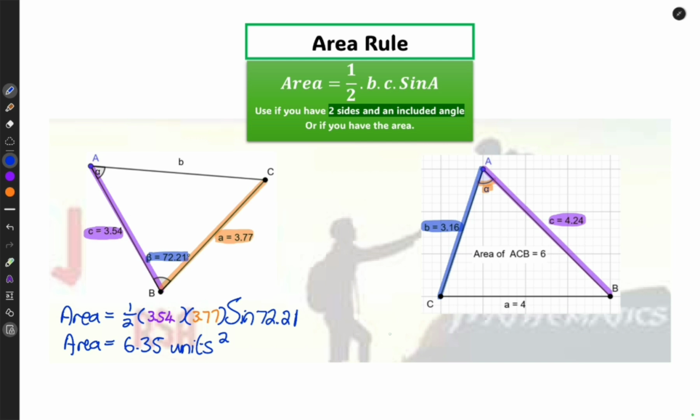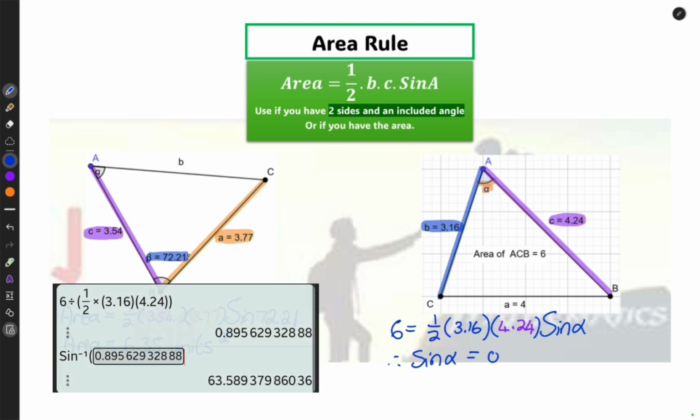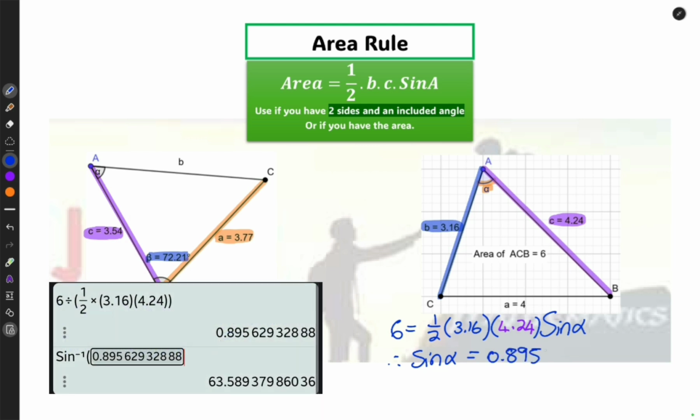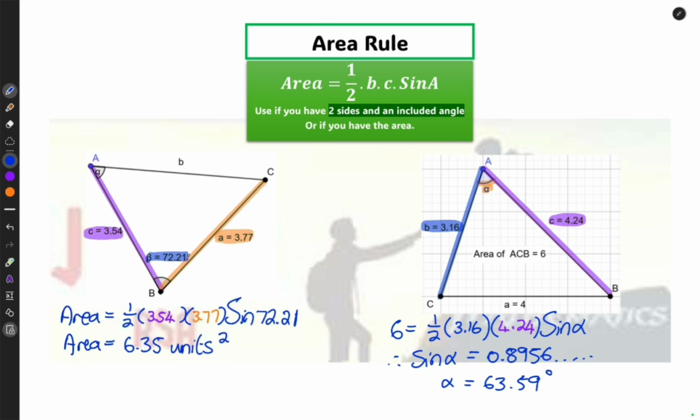In this case, once again, area rule works with two sides and the included angle. I can get angle alpha if I use the blue and the purple side in the formula. So let's fill it in and see how it looks. If I just take the 6 divided by the right-hand side, I get a value of 0.8956, and then dot, dot, dot. And therefore, alpha, I would get if I shift sine that value, and that gives me 63.59 degrees. Perfect. That is how you would use the area rule.